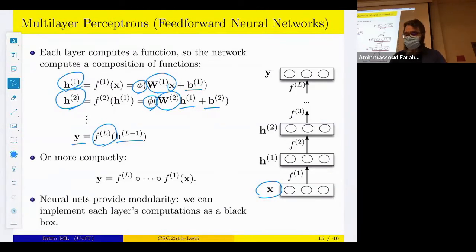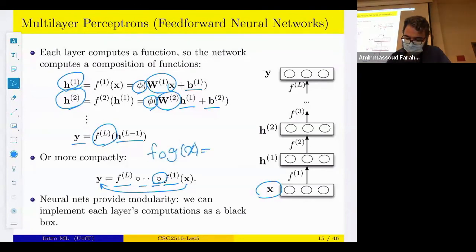Or more compactly, we can write this whole process as a composition of several functions applied to its input. So we have a composition of functions F1, F2, F3 to FL, and that determines the relation between input and output. This symbol means a combination of two functions, so F composed with G of X would be F of G of X.